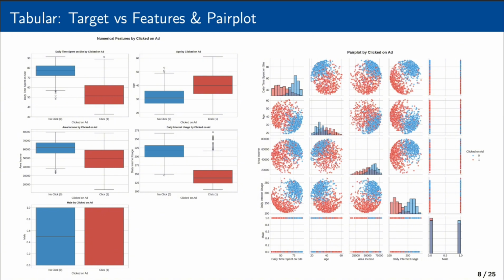The box plots comparing feature values by click outcome clearly show separated distributions, especially for daily time on site, internet usage, and area income, which aligns with the high correlation values we just saw. The pair plot further confirms that click and non-click users form visually distinct clusters in the feature space, particularly along the internet usage and time on site dimensions. This is a promising sign for downstream classification. The features have genuine discriminative power.